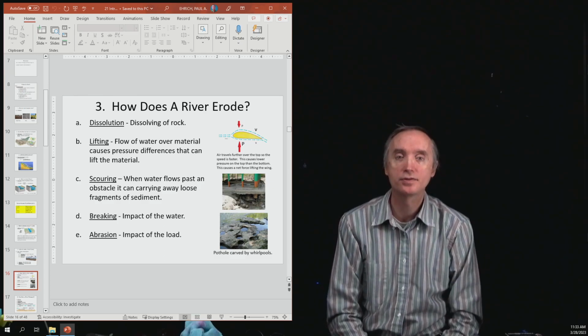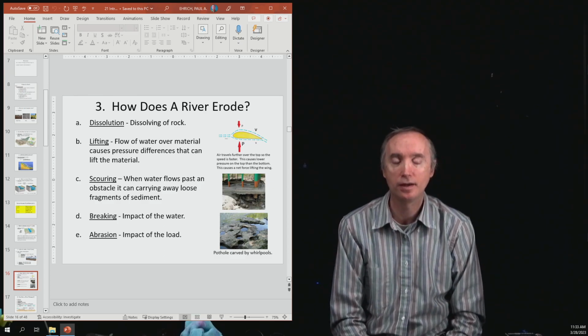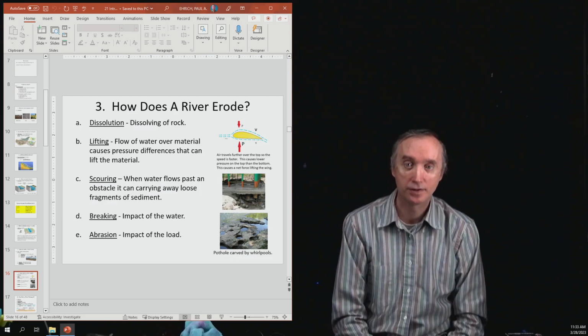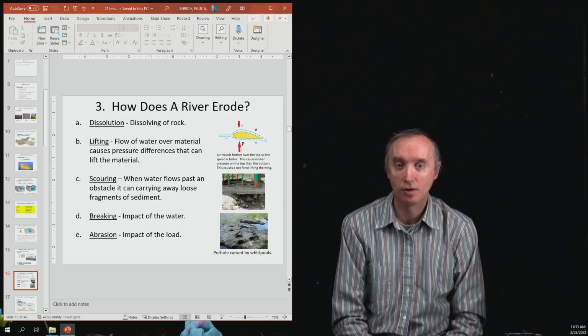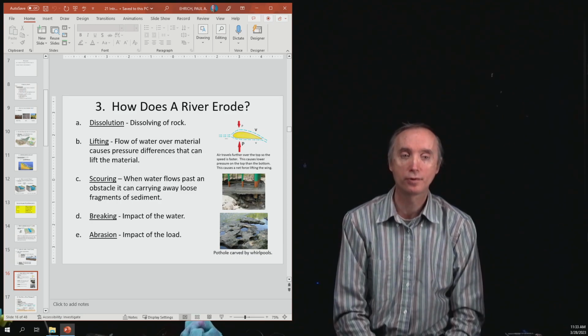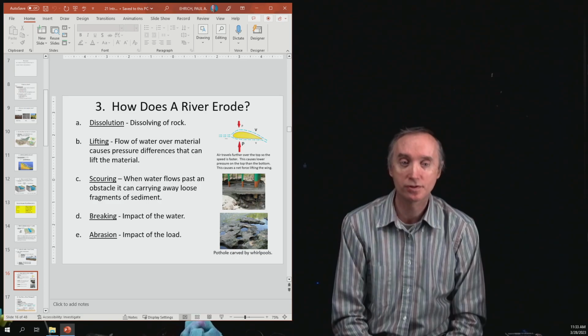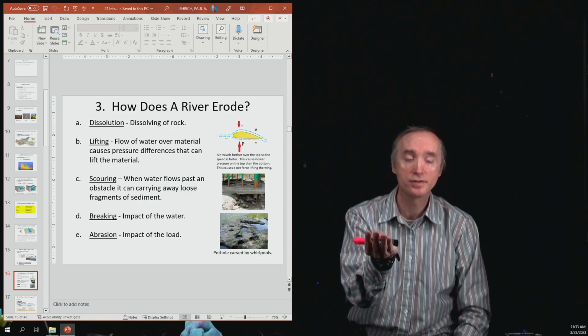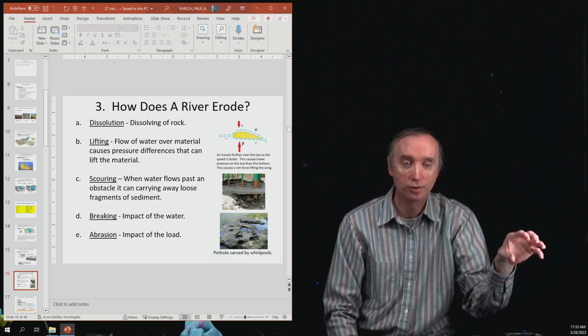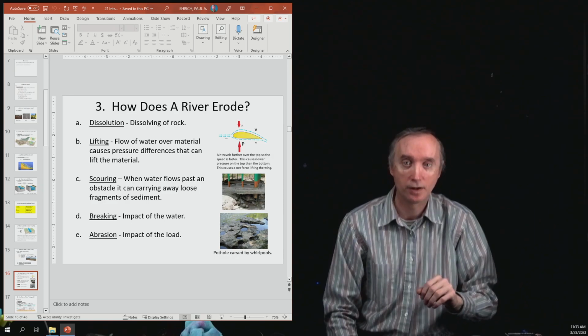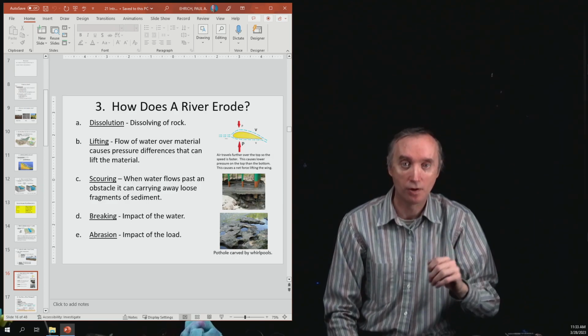Okay, we're back, and so now we want to talk about how a river can erode. The first mechanism is going to be dissolution, which is the dissolving of a rock. We've already mentioned that limestone, when you subject it to acidic water, is going to dissolve. It's going to break down into calcium ions and carbonate ions, and then both of those can be transported further downstream by the water. So that's dissolving.